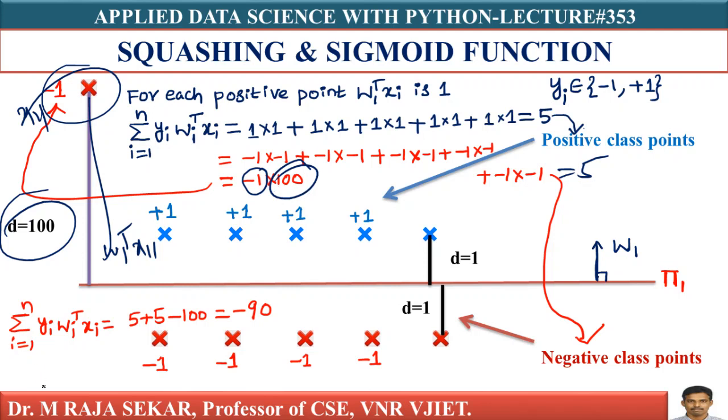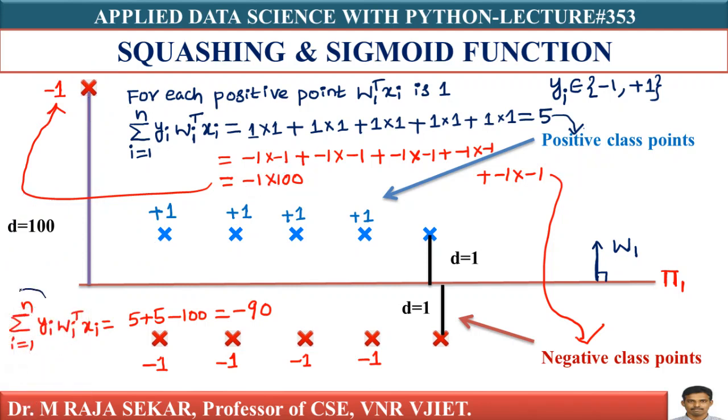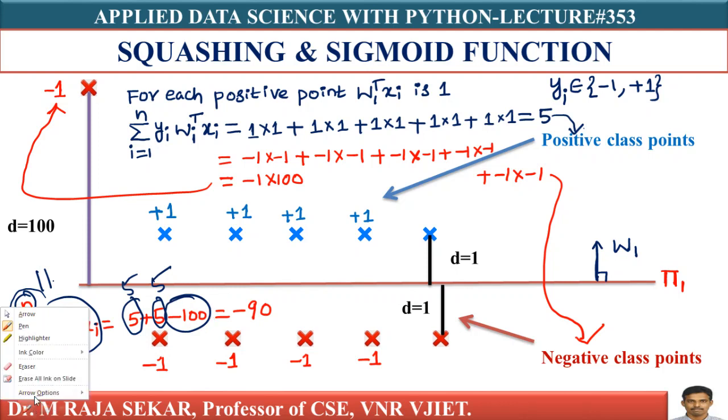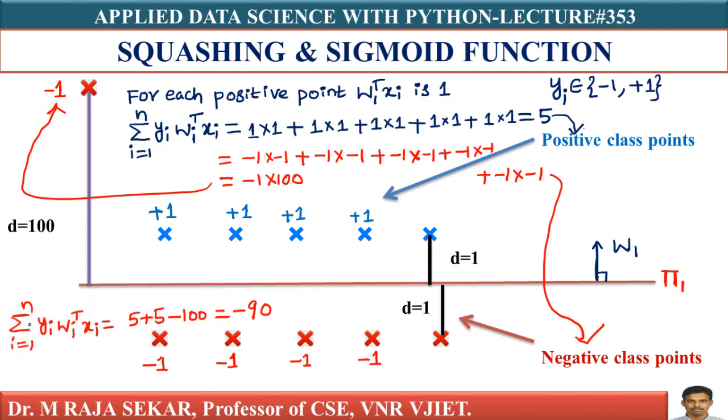Therefore, if I calculate sigma i equal to 1 to n yi into W1 transpose xi, for how many points? There are 11 points. For the first 5 points, I will get 5. For the second 5 points, that is for the negative points also, I will get 5. What about my outlier? For my outlier I am getting -100. Therefore, what is my total value? I can say my total value is -19. Therefore, sigma i equal to 1 to n yi into W transpose xi equals -19.